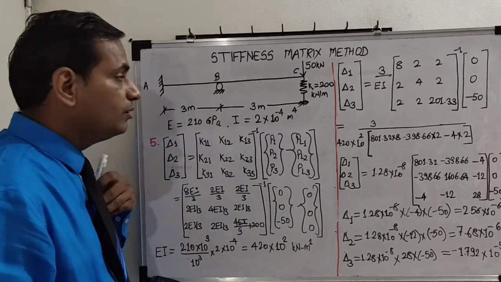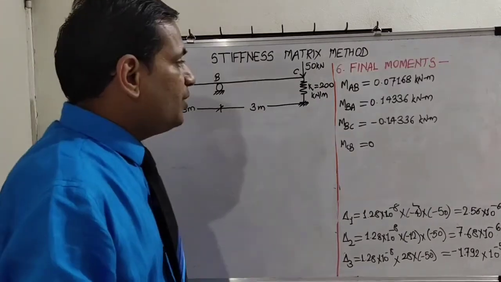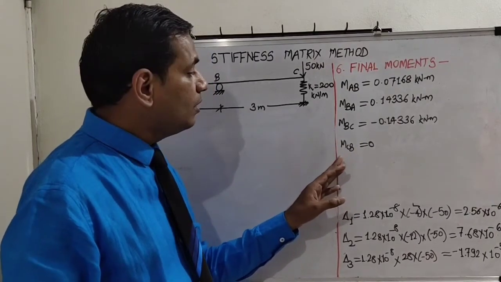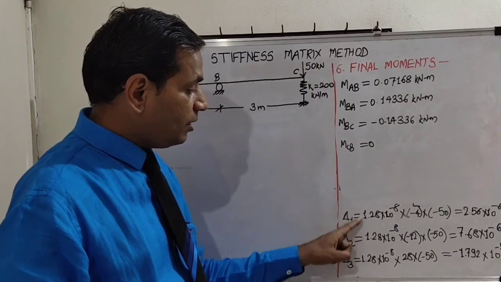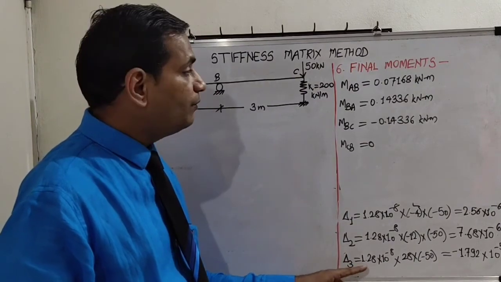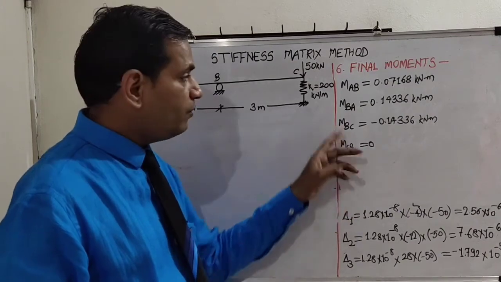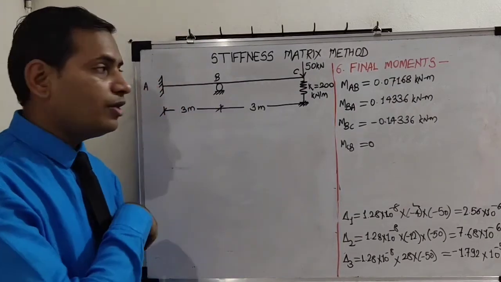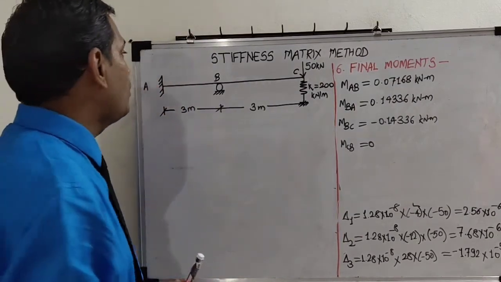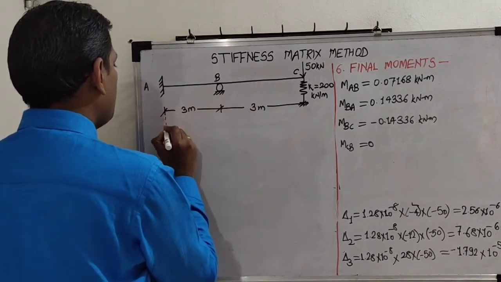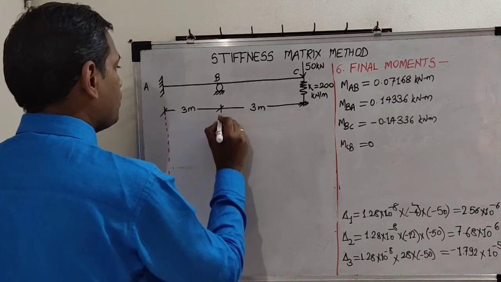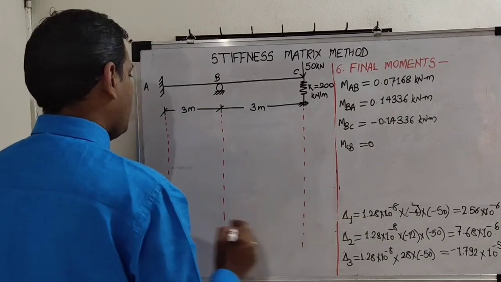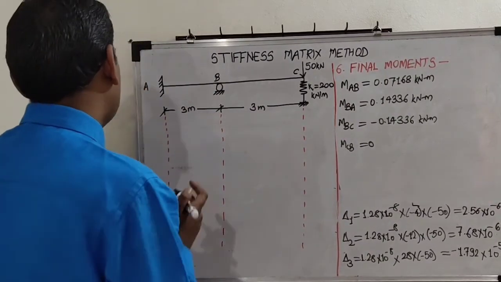So step number 6, final moments. So these are the final moments, and we have made use of slope deflection equations, and we have substituted the unknowns that we have found in the slope deflection equations, and we have got these values. Now we will draw the BMD. Here we need not draw the SFD first because there is no intermediate loading on the beam. So there is no point of zero shear force anywhere. So we can directly draw the BMD. So let us draw it.